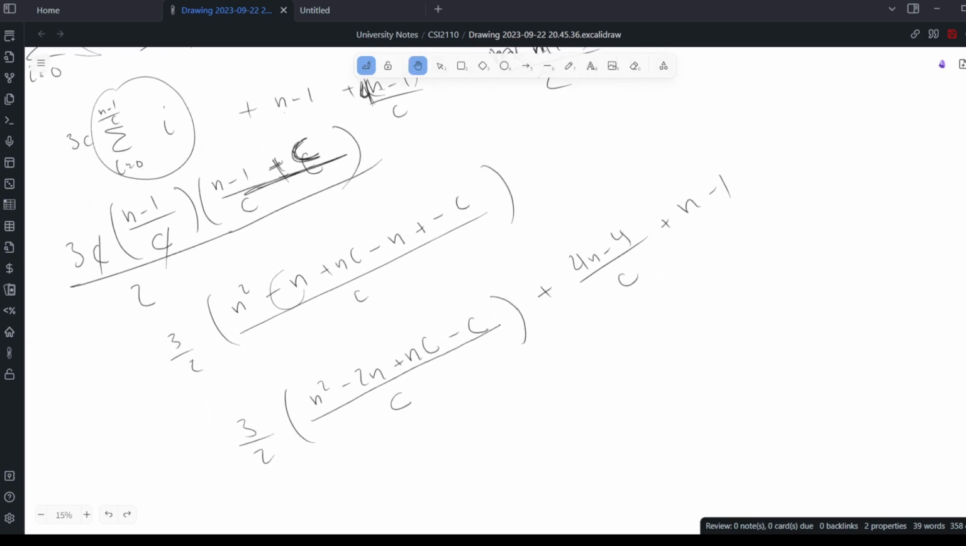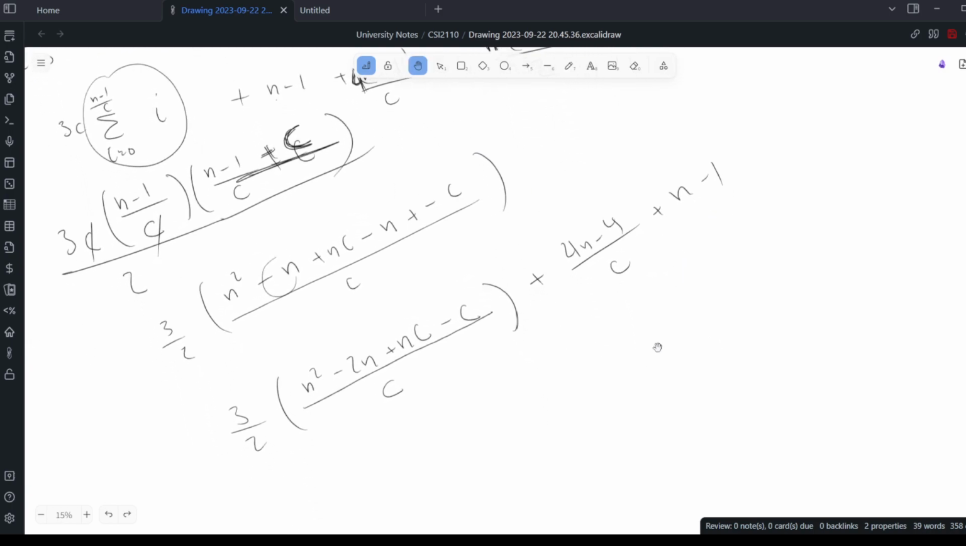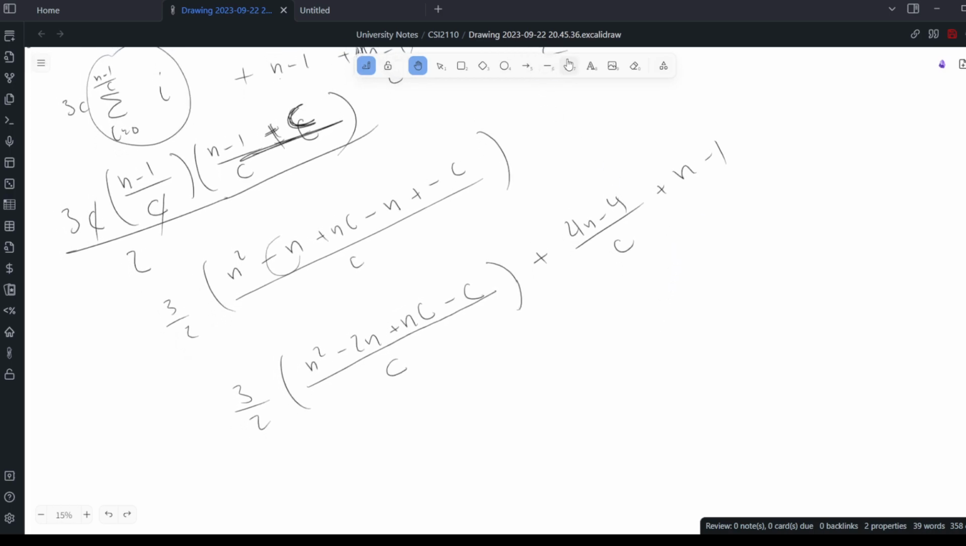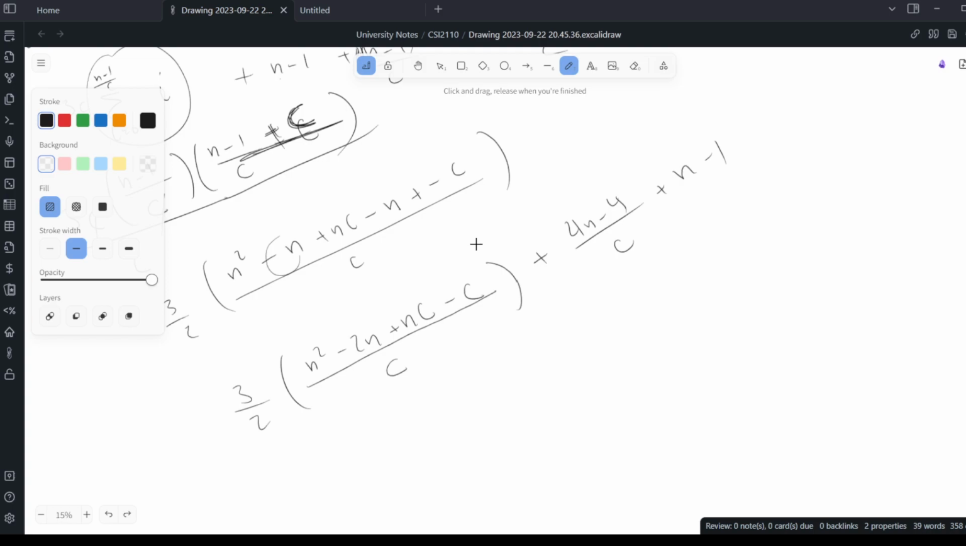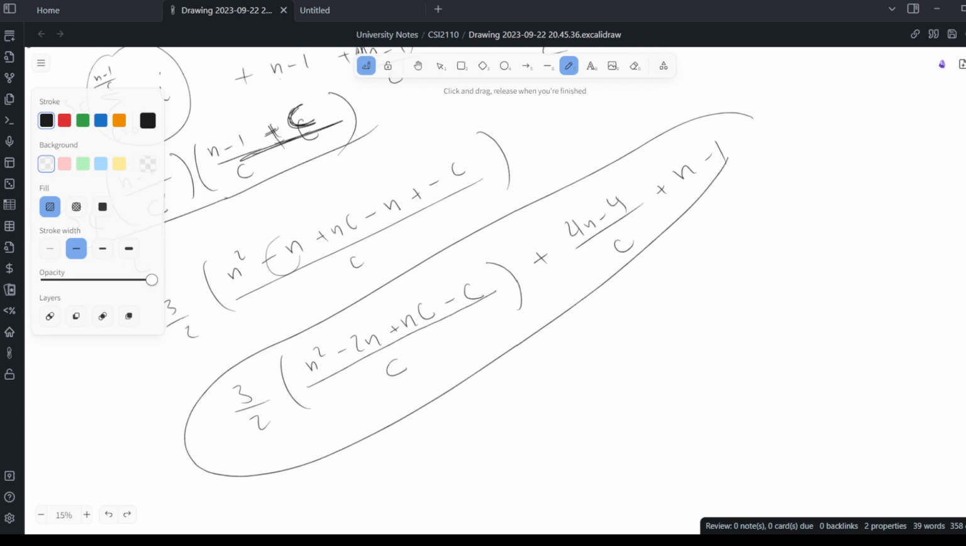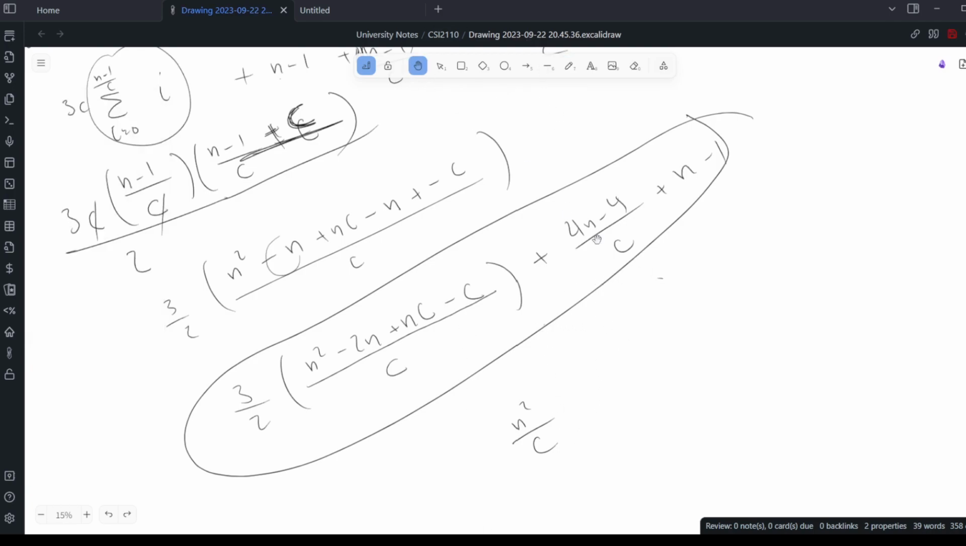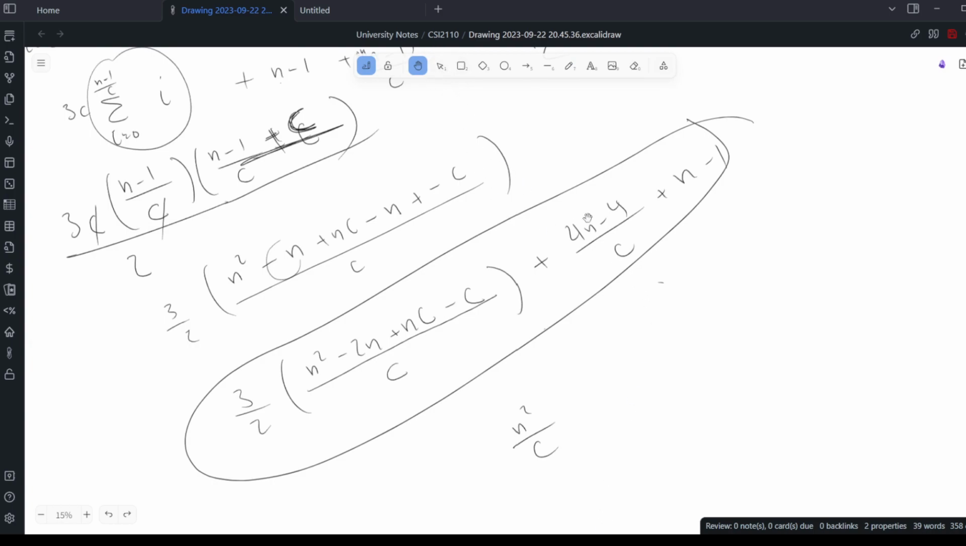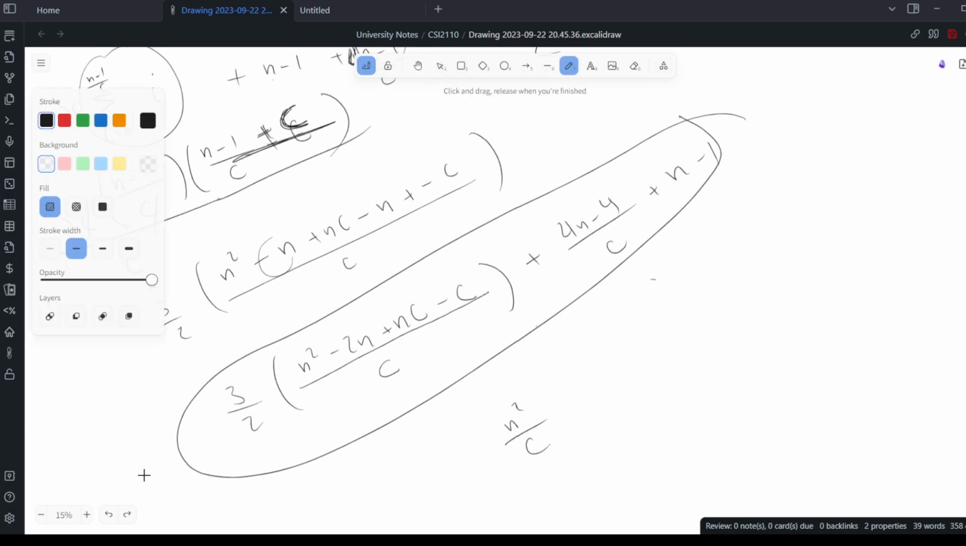I won't be putting them on the same denominator, because that was already long enough. But we see that the highest order term is that one, and technically it's n squared over c, but yet again, scalars don't matter. Scalars don't matter, so in the end, the entire O specifically would be this, if I didn't make a mistake.